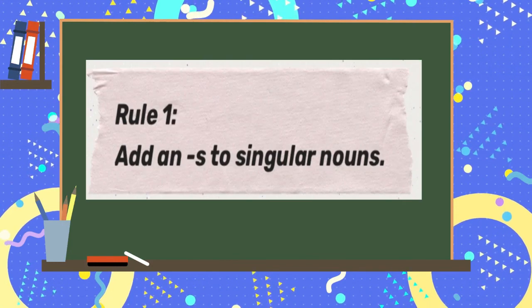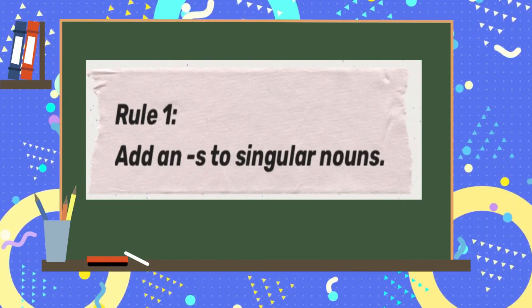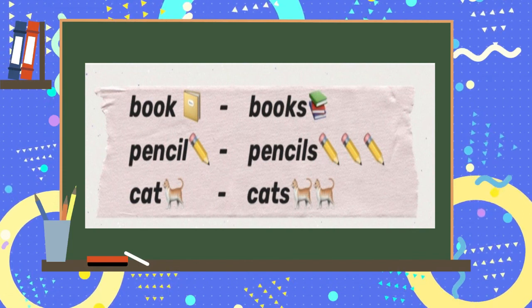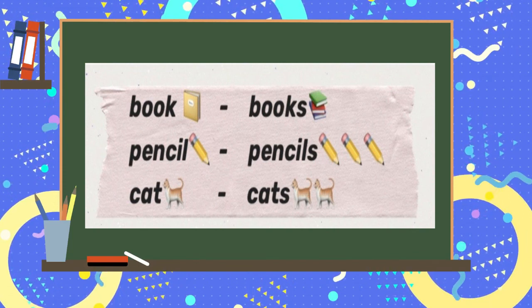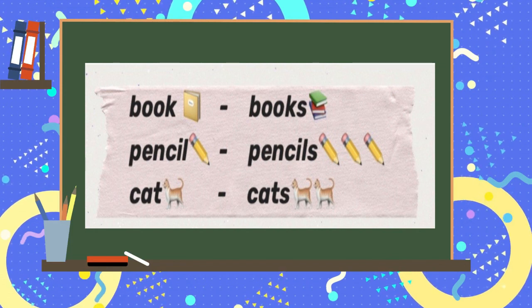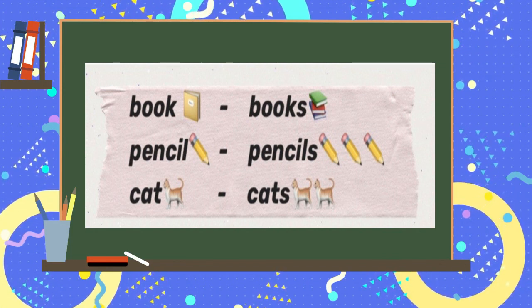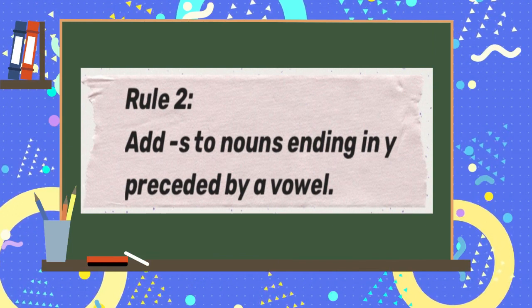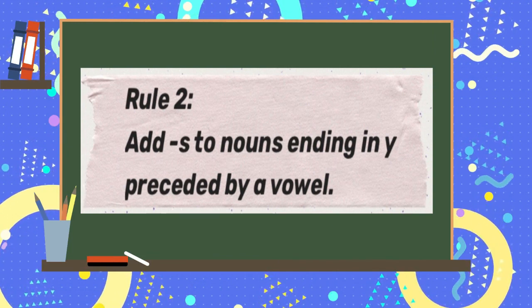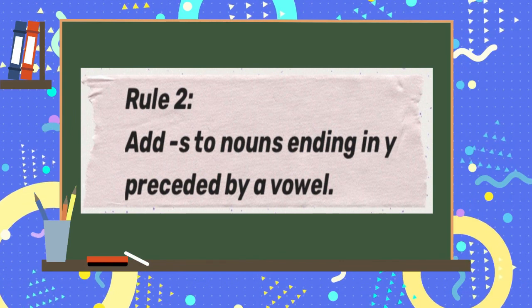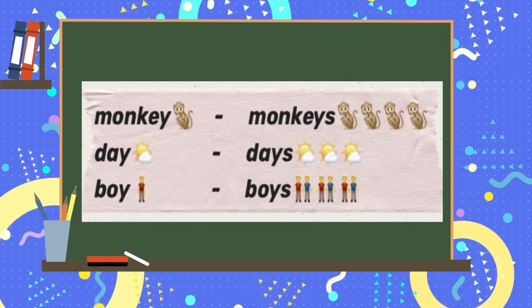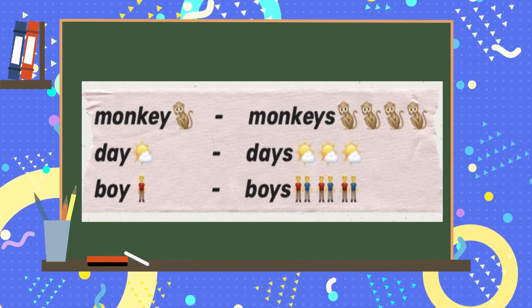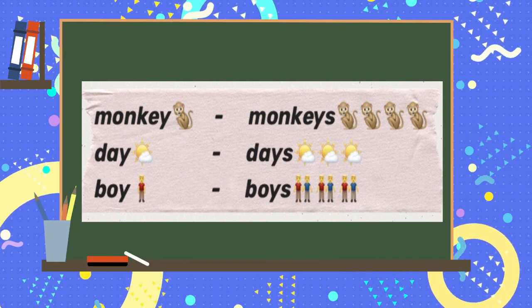The first rule, add an s to singular nouns. Examples are book, books, pencil, pencils, cat, cats. The second rule, add s to nouns ending in y preceded by a vowel. Examples are monkey, monkeys, day, days, boy, boys.